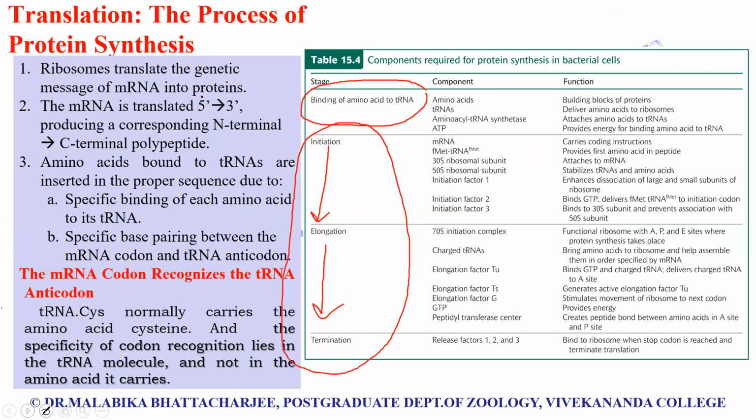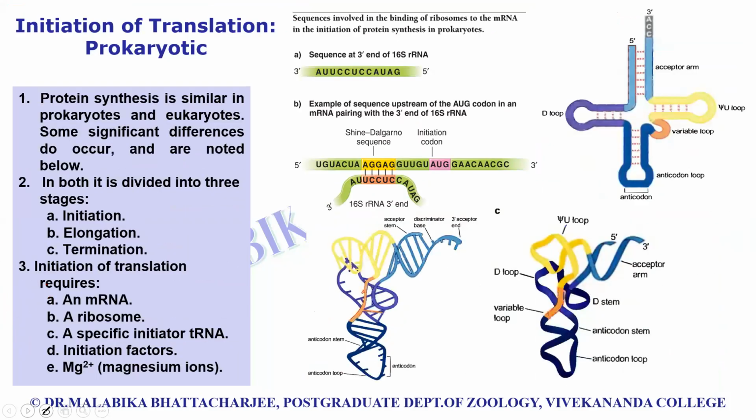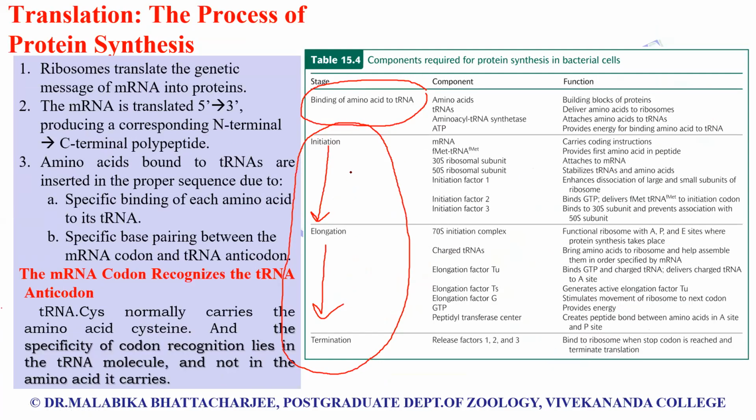So, as I was saying, when we talk of binding of amino acids to tRNA, what are the components involved there? The amino acids, the tRNA, and amino acyl tRNA synthetase. I'll talk about this later on; this is an important enzyme. As you can see, its function is that it attaches amino acids to the 3' end of tRNAs. And obviously, the reaction is ATP dependent.